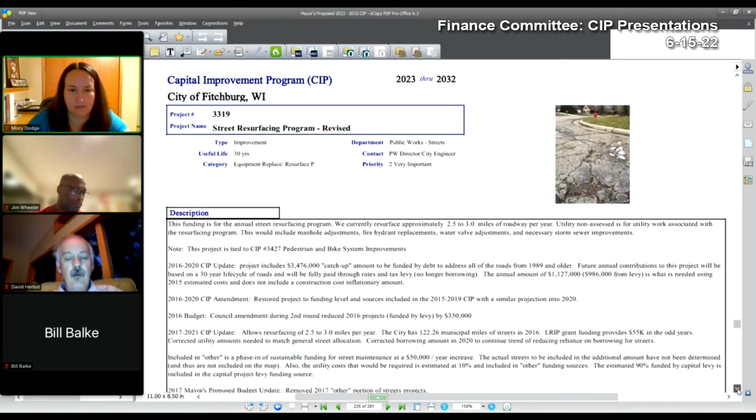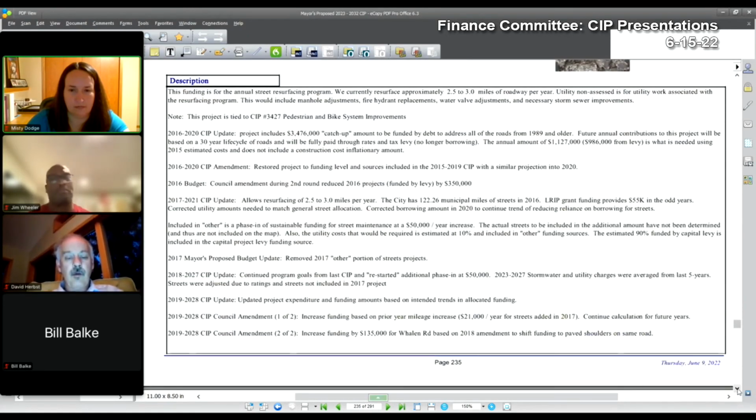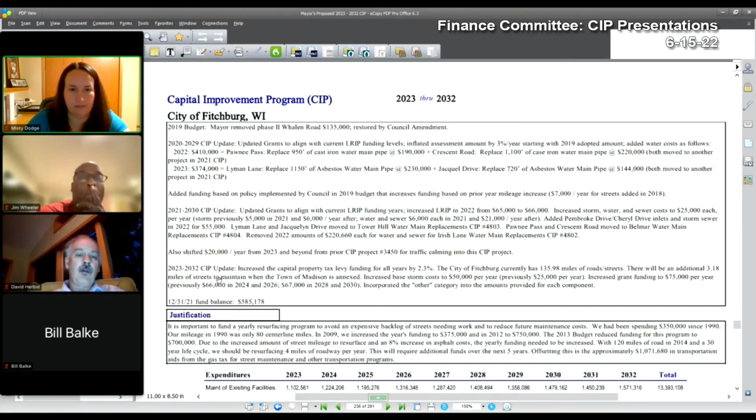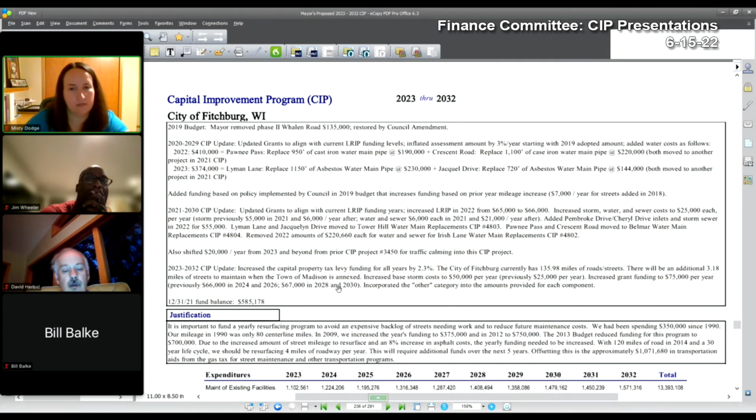3319, street surfacing program. This funding is for the annual resurfacing of existing streets. The goal is to maintain at least 4 miles per year, and currently we are being funded, if I'm reading this correctly, at about 2.5 to 3 miles per year. The project revisions include an increased capital tax levy for all years by 2.3% to account for development trends and the town of Madison. Grant funding has also been modified to reflect the additional roads from the town of Madison.